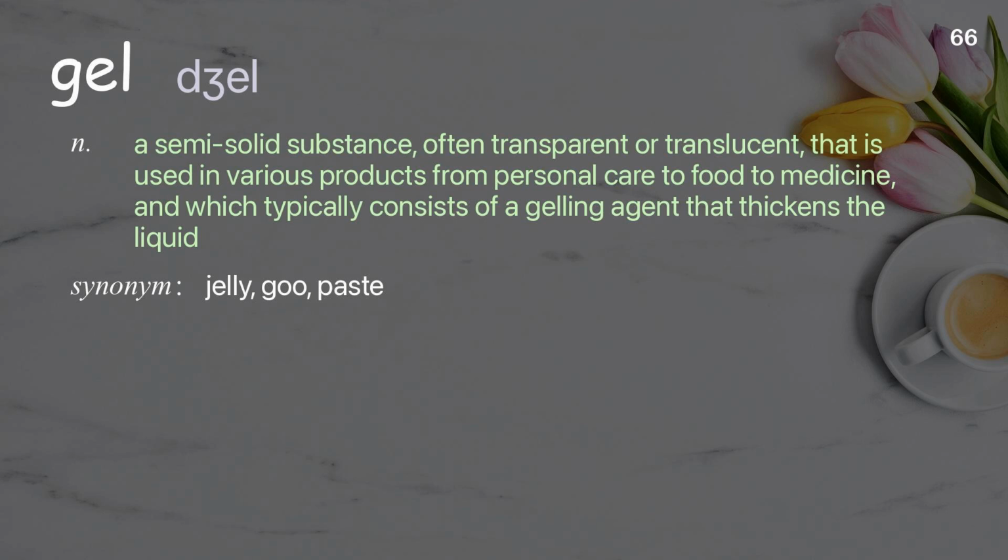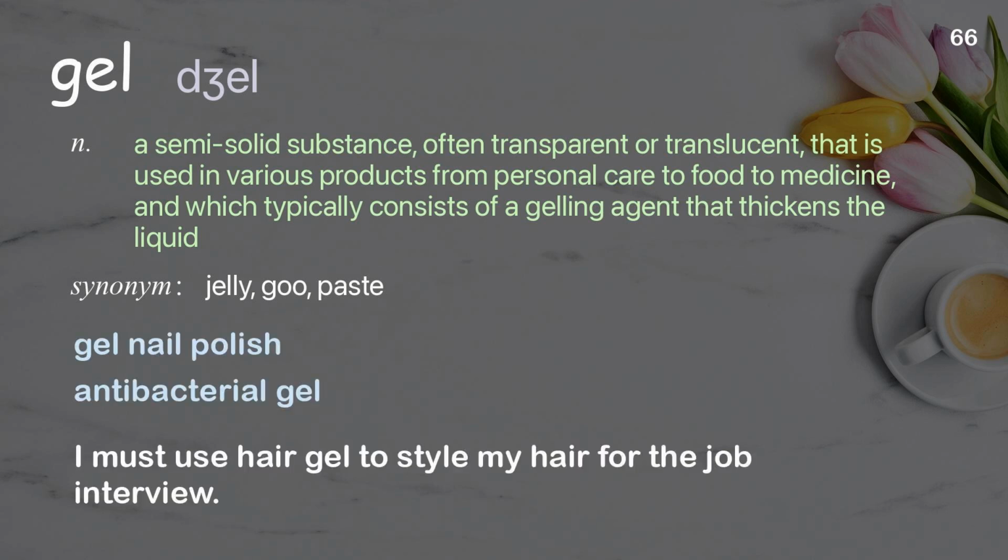Gel. A semi-solid substance, often transparent or translucent, that is used in various products from personal care to food to medicine, and which typically consists of a gelling agent that thickens the liquid. Examples: Gel nail polish. Antibacterial gel. I must use hair gel to style my hair for the job interview.